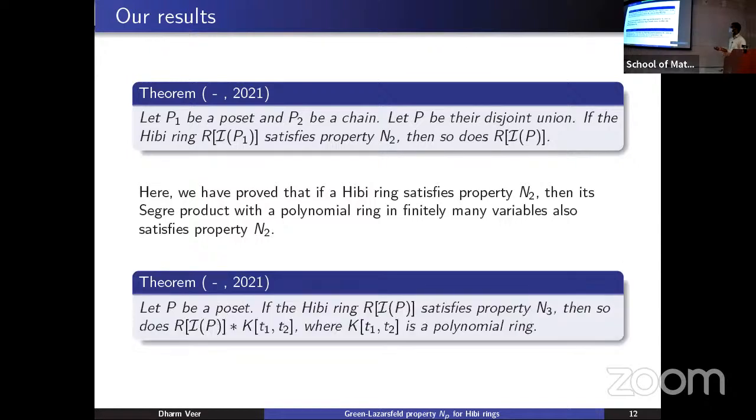And we have a similar statement for N3. Let P be a poset. If a Hibi ring satisfies property N3, then so does its second product with a polynomial ring in two variables. Recall that the result of Hashimoto says that if R of IP is a polynomial ring in 5 variables, and we take 5 variables here, then over a field of characteristic 3, it does not satisfy property N3. So one cannot generalize this result for any polynomial ring here.